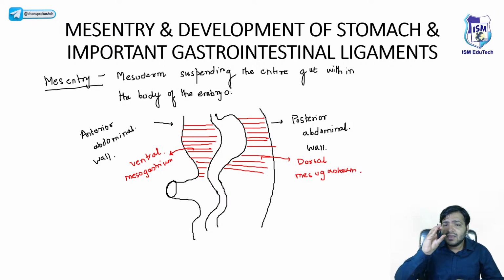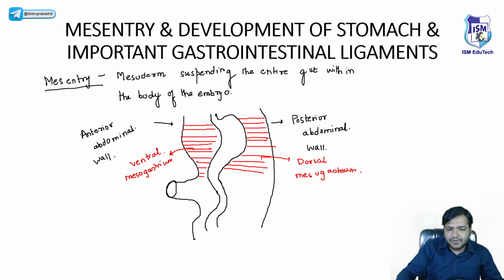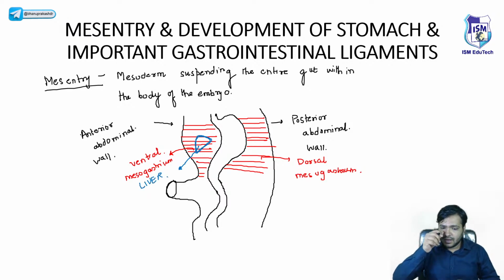Now, in the ventral mesogastrium, guys, with the help of the septum transversum and the foregut tube, what will happen? A structure will start to develop, and this structure is called the liver. Liver, right? And in the dorsal mesogastrium, there is another structure which will develop, and this structure is called the spleen.